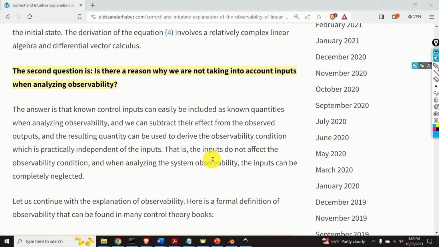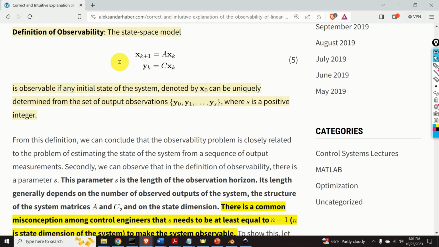The answer is that known control inputs can easily be included as known quantities when analyzing observability, and we can subtract their effect from the observed outputs, and the resulting quantity can be used to derive the observability condition, which is practically independent of the control inputs. That is, the inputs do not affect the observability rank test, and when analyzing the system observability, we can safely neglect inputs. Now we are ready to formally define observability.